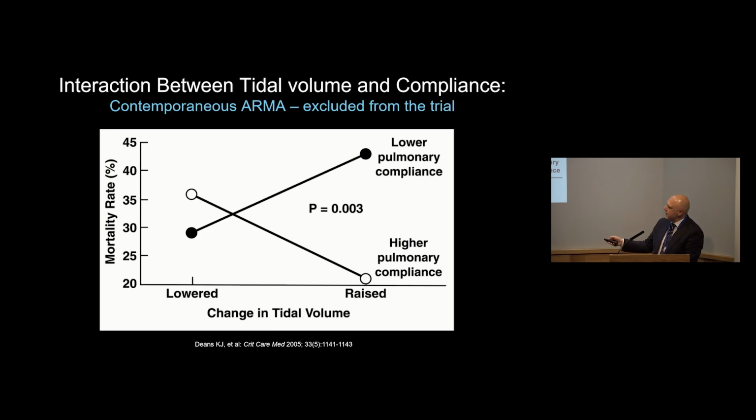And what you can see is that depending on the pulmonary compliance or respiratory system compliance, patients who had low pulmonary compliance, if they received a higher tidal volume, had higher mortality. But equally, if the compliance was high and patients had a low tidal volume, the mortality was high. So you can see a really interesting interaction.